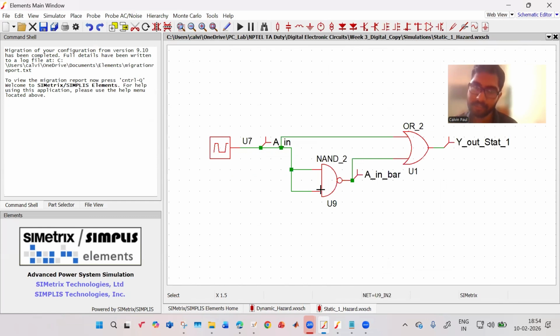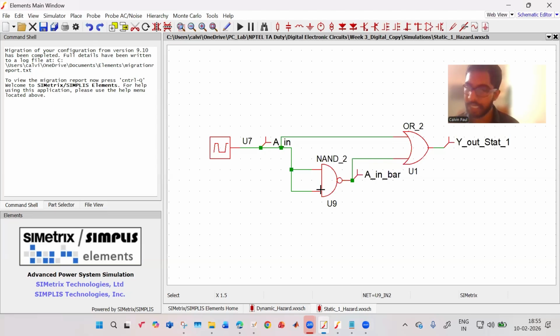So this is a simulation software known as Simetrix Simplis Elements. This is the free software. Simetrix Simplis is a paid, expensive software. They have a free, reduced, small scale version of that known as Elements. So I'm using this Elements version, which is free. If you have time, if you're interested, you can also check this out.